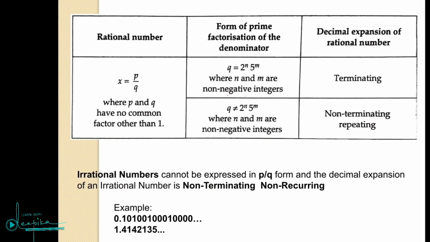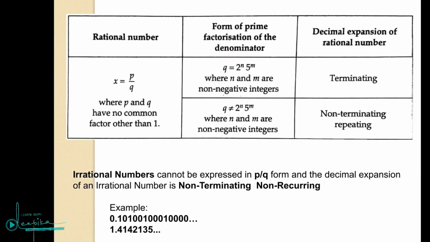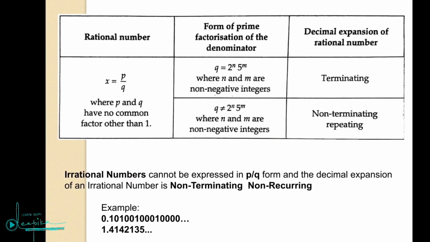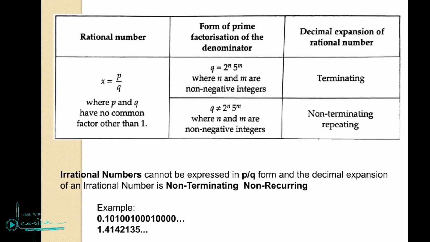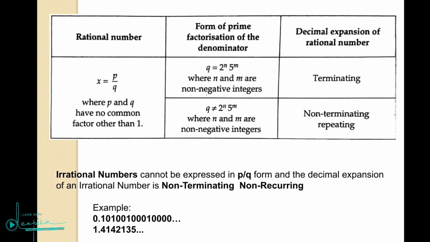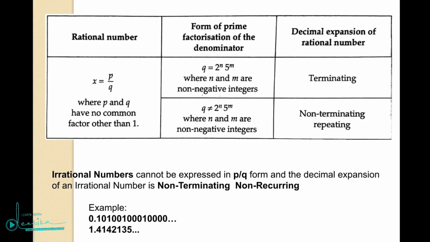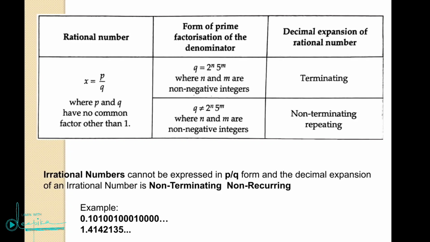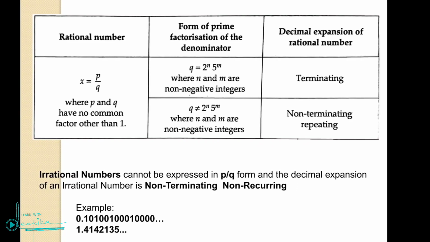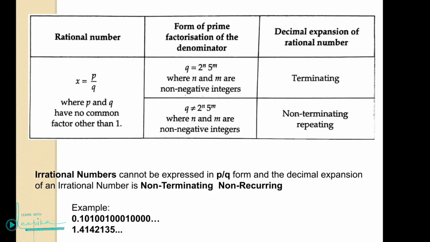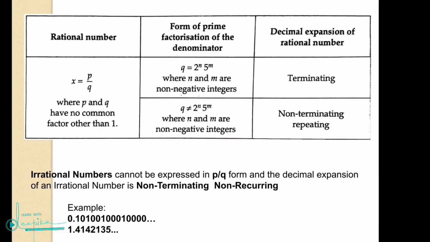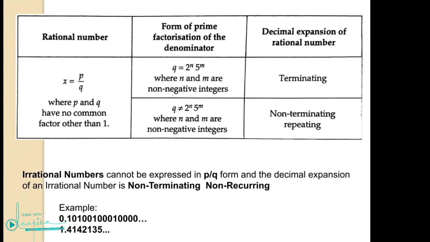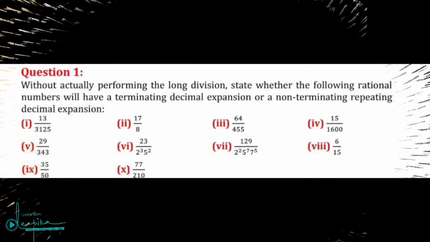A rational number can be represented in p by q form. You can see here that p and q have no common factor other than 1, or you can say p and q are co-primes. And if q is in the form of 2 raised to power n, 5 raised to power m, that means if q has factors 2 or 5 or both, then only it's terminating. Otherwise, if q has a factor other than 2 and 5, then this will be non-terminating. And an irrational number cannot be represented in the form of p by q.